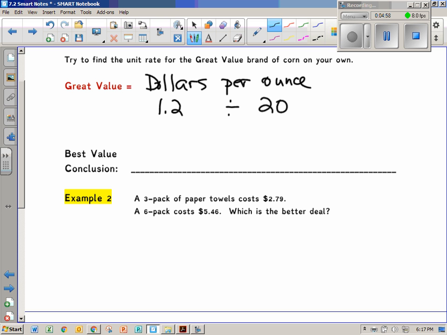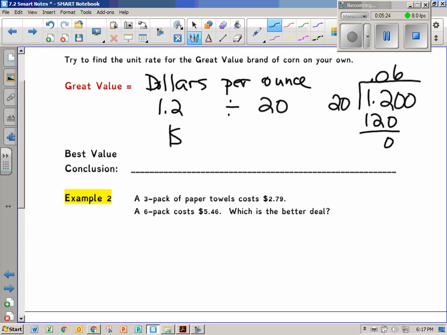So again, go over to the side, do a little long division. So 1.2 divided by 20. 20 doesn't go into 12. Oh, got a couple of zeros over there. 20 into 120 would be 6, and that's 120 evenly. So I don't need to go any further. So that's how we would write it with a dollar sign, $0.06. So that's 6 cents per ounce. So per ounce. The labeling is really important on the units.